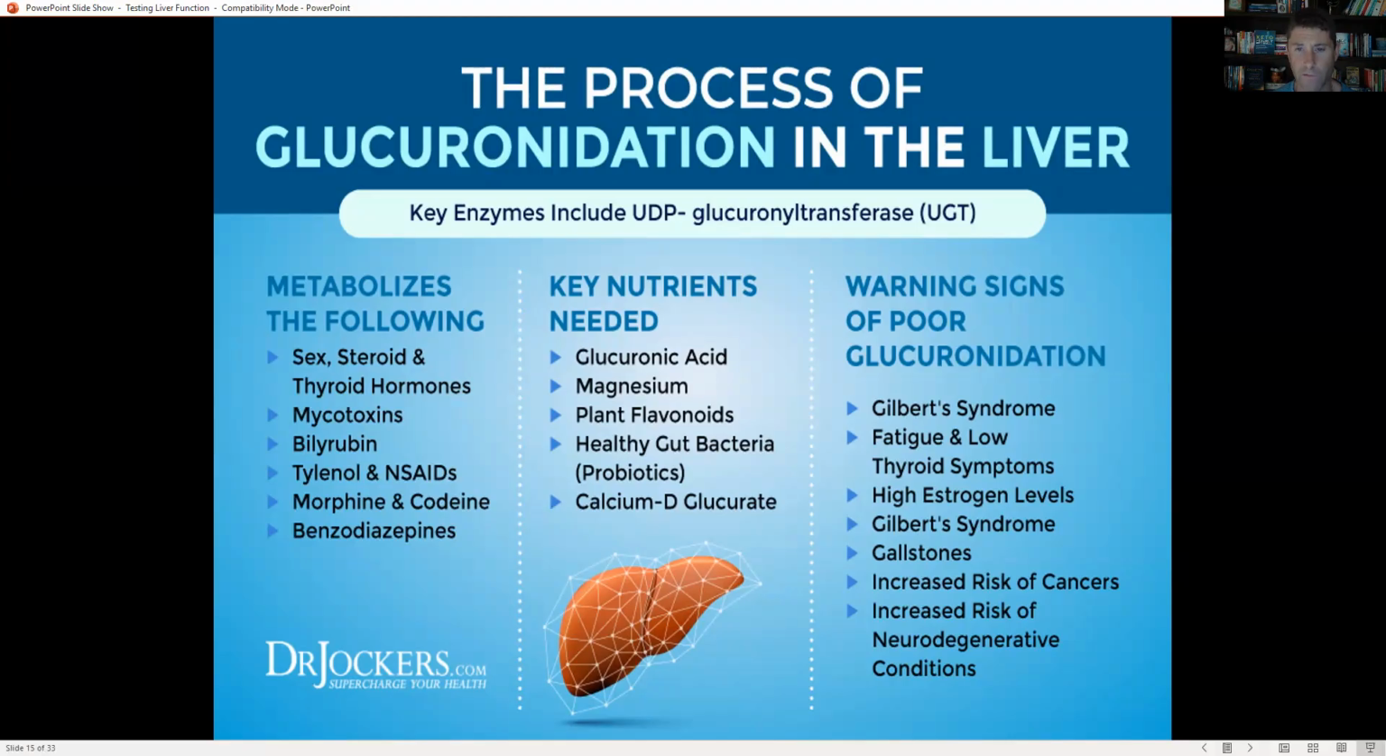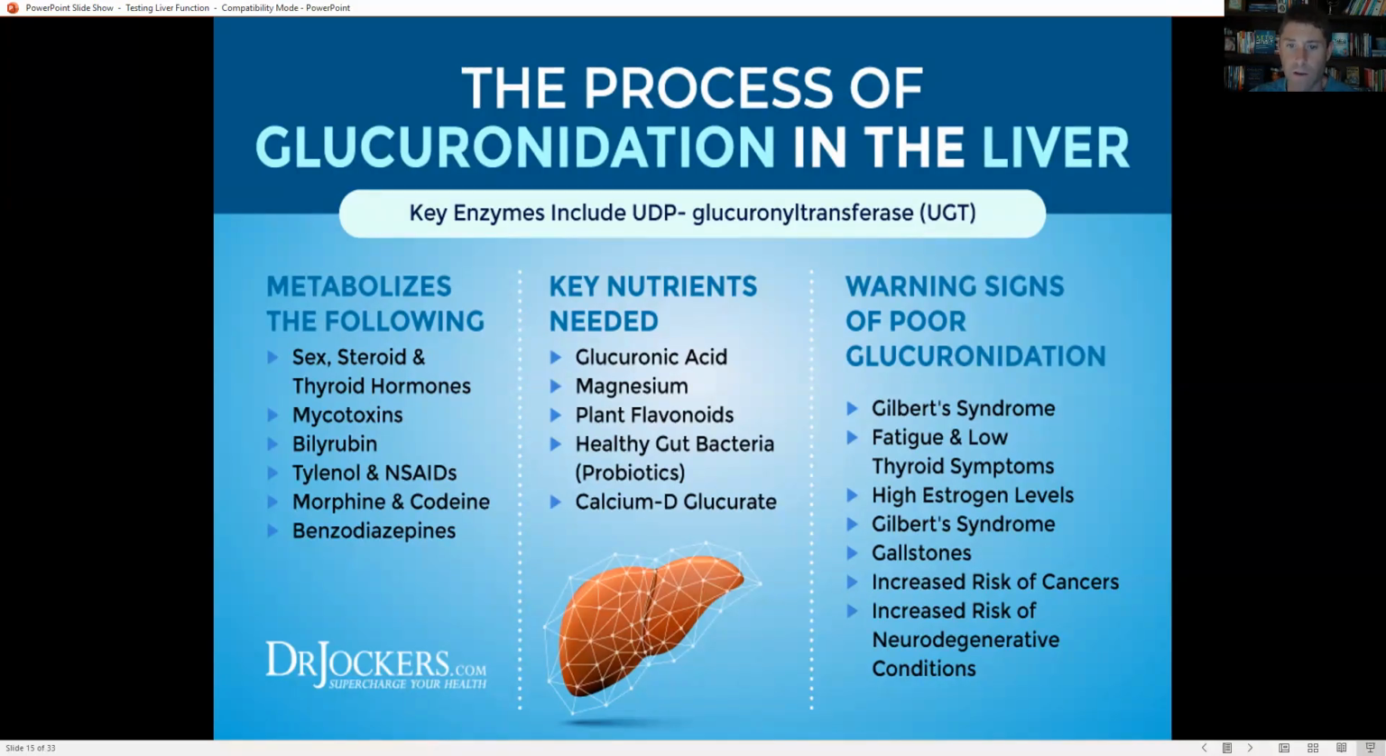Also, glucuronic acid is important. You get that in, for example, apple cider vinegar, a natural source of glucuronic acid. So it's good for phase 2 liver detox and supporting glucuronidation. Magnesium is important here. Plant flavonoids. Okay, so that's going to be your green tea, your EGCG, your dark chocolate, which has that in there as well. It's going to be your curcumin, your bioflavonoids coming from citrus, right? Your quercetin, different things like that.